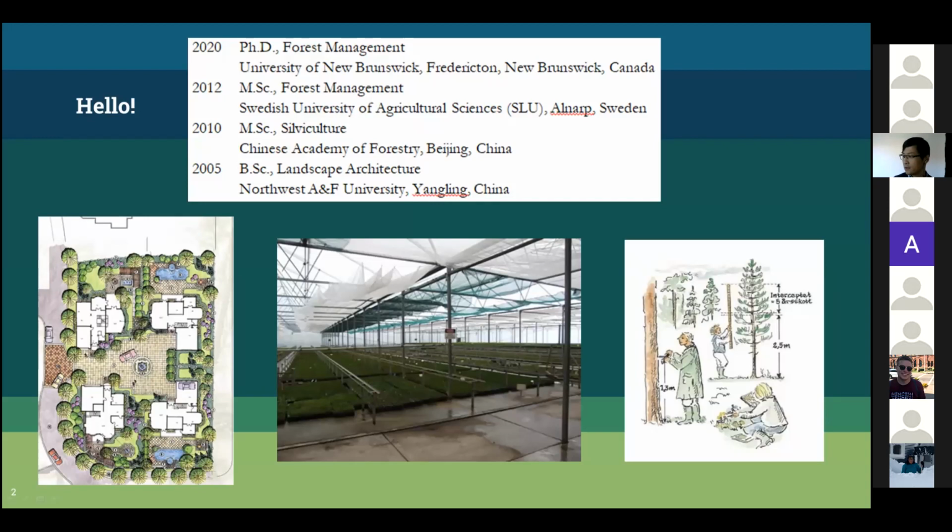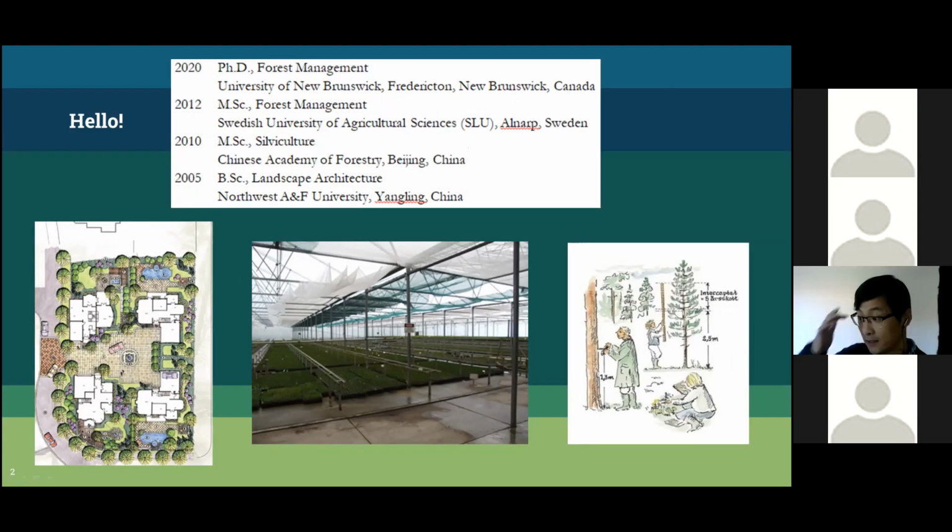So in my undergrad, what I did is really the first picture. That's what I learned, that's what I did in the undergrad program. I was in landscape architecture at that time, not too much related to forestry and ecology. Then moving on with the masters, the first master's, I did silviculture and propagation specifically.